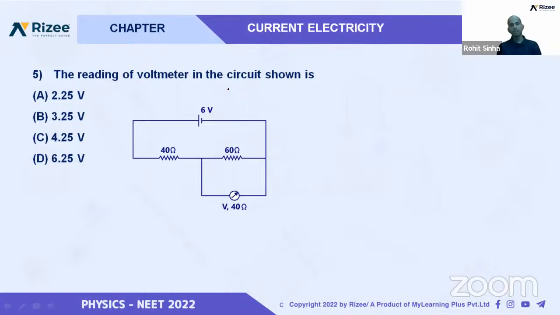Any answer? You know one thing, ammeter reads current and voltmeter reads voltage. Okay? Find this.